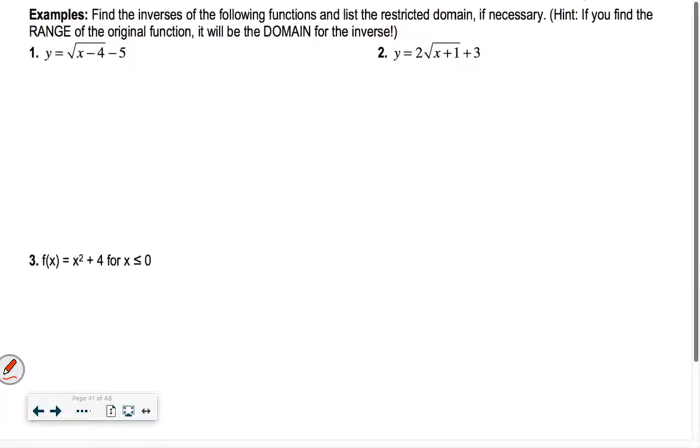So it says find the inverses of the following functions and list the restricted domain if necessary. So it says hint, if you find the range of the original function, it will be the domain of the inverse. Okay, so as we try to switch our x and y, our first steps are going to be the same. So try it along with me. Switch your x's and y's, and we're going to solve for the y value. So I'm going to add the 5 over.